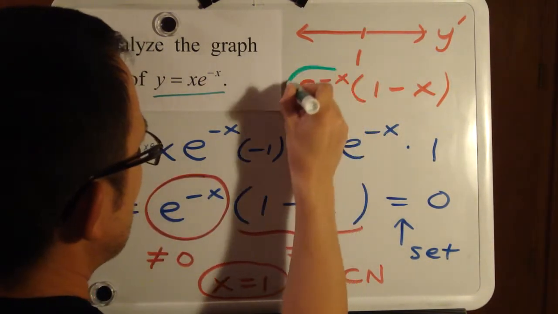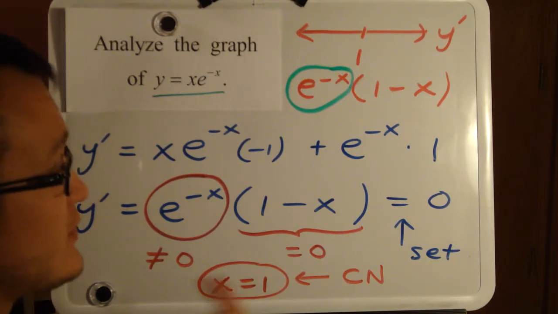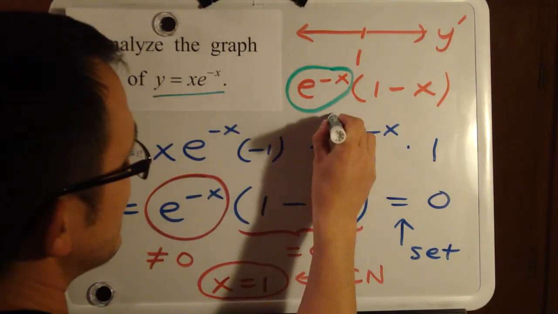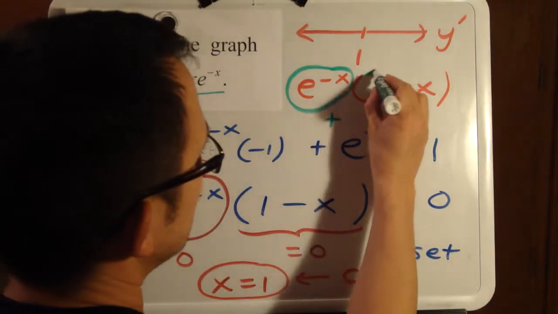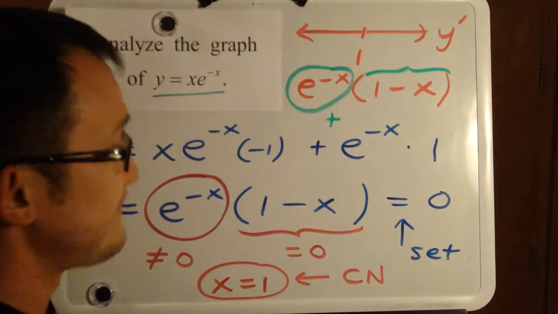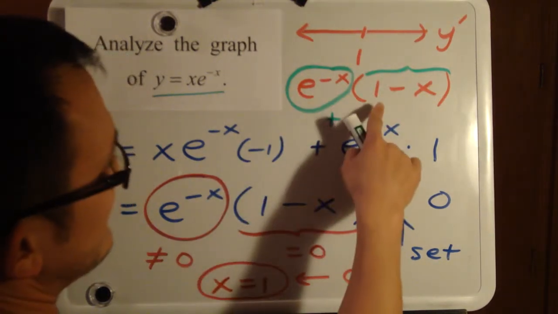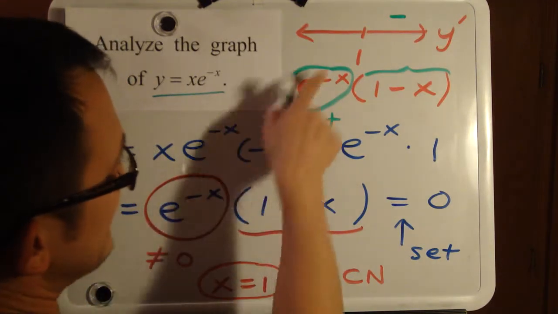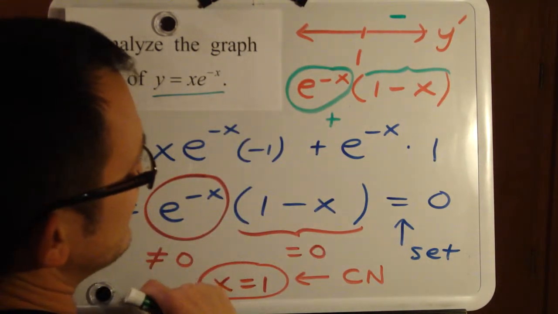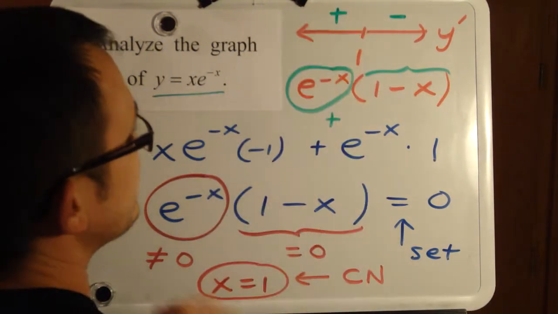So this expression, no matter what you use for x, whether it's positive or negative or 0, is always going to contribute in a positive way. So it's this term here that's going to influence the sign. Something to the right of 1, like the number 5, we'll get 1 minus 5, and that's going to cause this to be negative. And something to the left of 1, like 0, 1 minus 0, is going to be positive.